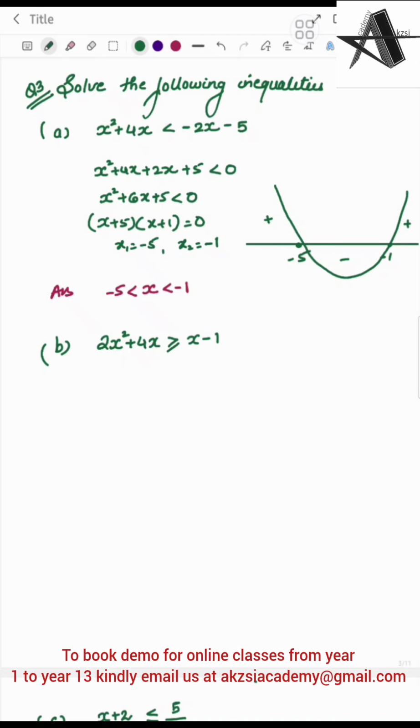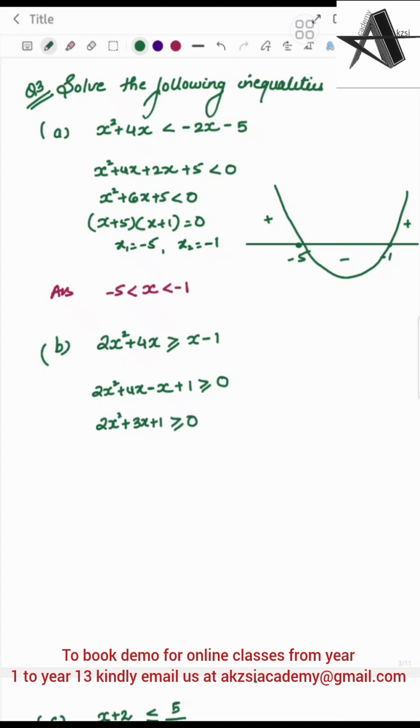Now, solving similarly, bringing x here, bringing -1 here. So when you bring x here, 2x squared plus 4x, x will change its sign and become -x. When you bring -1, it will change its sign and become +1, greater than or equal to 0. This can be further simplified as 2x squared plus 3x plus 1 greater than or equal to 0.